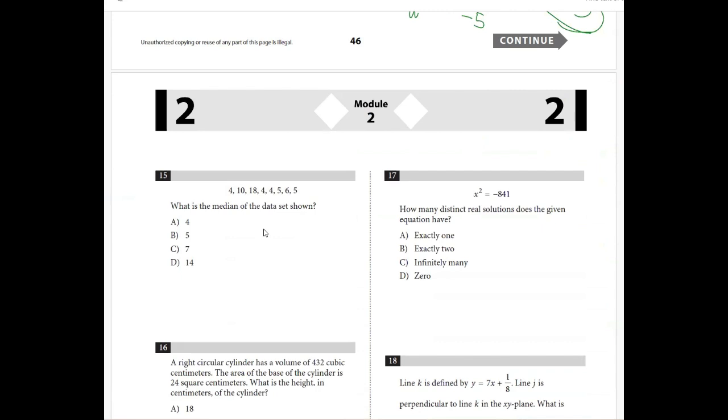What is the median of the data as shown? Okay, since we have unsorted data here, we need to sort everything out first, okay? So 4, 4, 4, 5, 5, 6, 10, and 18. Okay, I'm going to cross out one from the start and one from the end. And my median is somewhere here, so 5 is the correct answer, so B is correct.